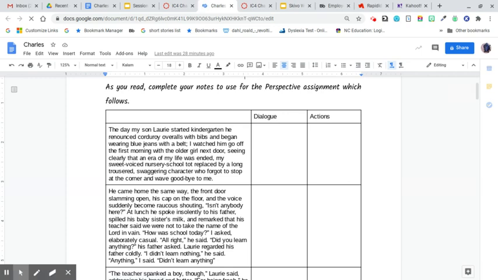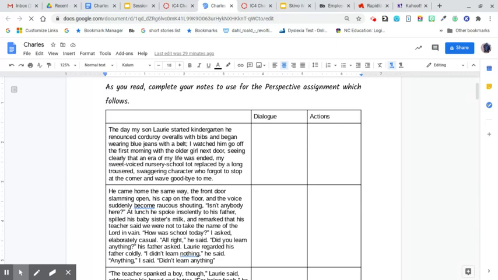Charles by Shirley Jackson. The day my son Laurie started kindergarten, he renounced corduroy overalls with bibs and began wearing blue jeans with a belt. I watched him go off the first morning with the older girl next door, seeing clearly that an era of my life was ended. My sweet-voiced nursery school tot replaced by a long-trousered, swaggering character who forgot to stop at the corner and waved goodbye to me.